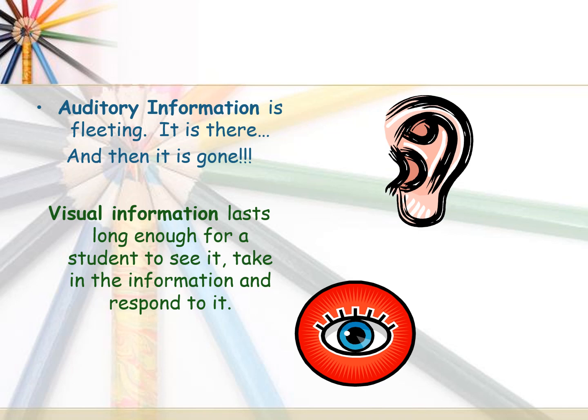So think about that. When you tell a child to do something and that child doesn't respond, or that child doesn't respond in the way you would like them to, maybe that auditory information went, as we say, in one ear, out another. Would they respond if you gave them some type of visual?